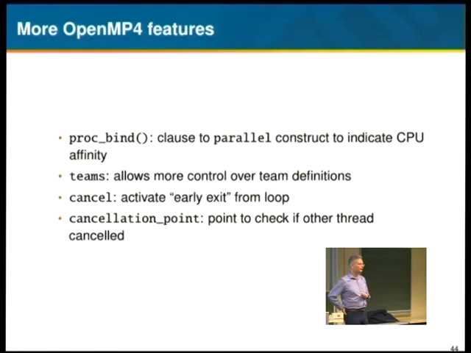More OpenMP 4 features that you shouldn't need in your first program. You can now tie a specific thread to a specific core, which is useful in some cases, but in reality it usually is overrated. Don't start tying threads to cores if you can avoid it. It usually kills your performance. Same as for team, and I already explained what cancellation points are. They are for early exit.